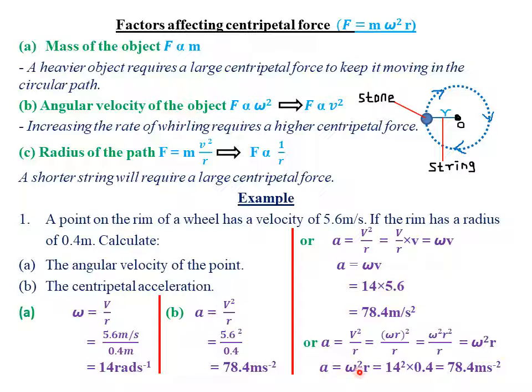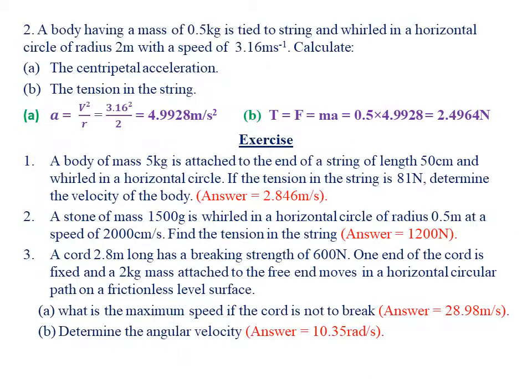So centripetal acceleration will be angular velocity squared times the radius. Angular velocity, I already have it as 14 radians per second, multiplied by the radius, which was 0.4 meters. So this will give me 14 squared multiplied by 0.4, you just obtain 78.4 meters per second squared. So actually, the formula that you use depends on the values provided. You can see that even if you use the first, the second, or the third formula, the answers will always be the same.